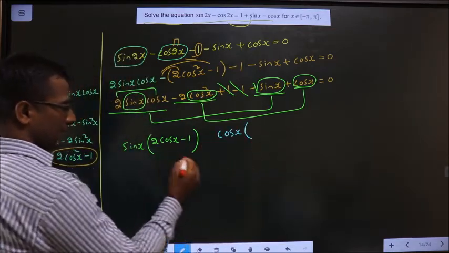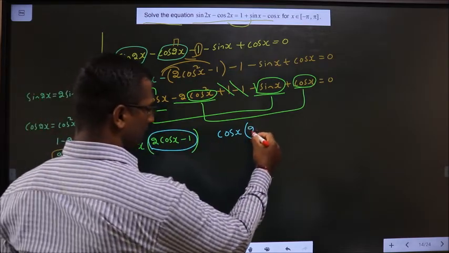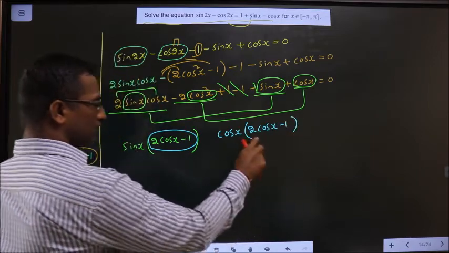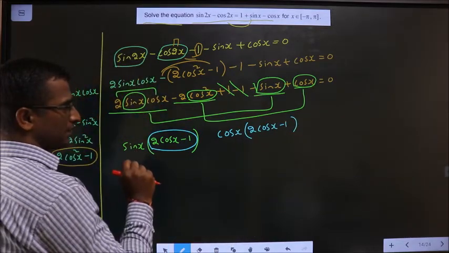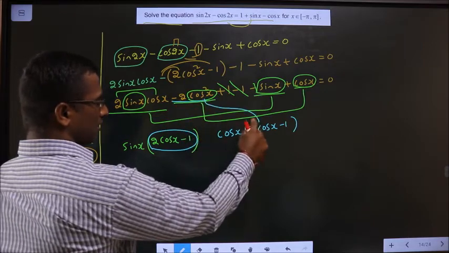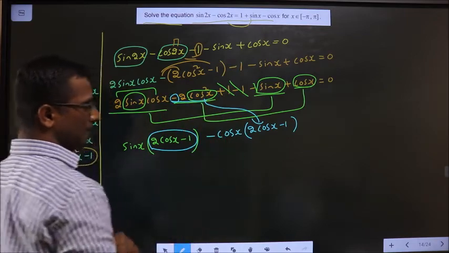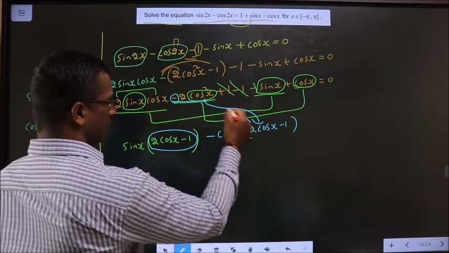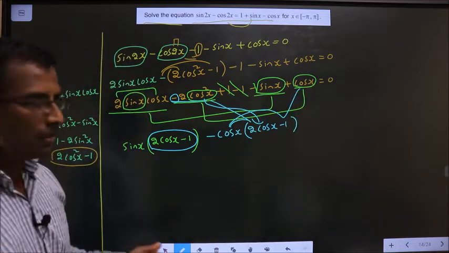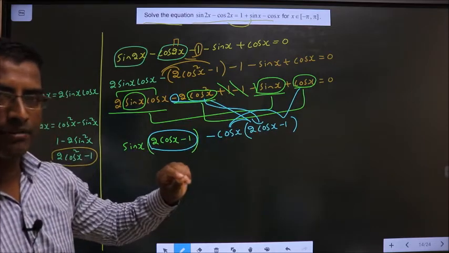Now see here, whatever you got here, here also you should get the same thing, as we do in factorization. Now here also I should get 2 cos x minus 1, which means from this 2 cos x has gone inside. So outside should be minus cos x. If I multiply, I get this. If I multiply it, I get this one. Clear? Whatever you have, try to get the same thing over here, just like factorization.